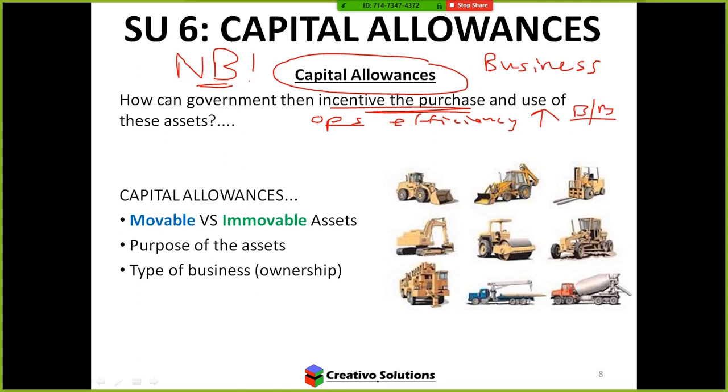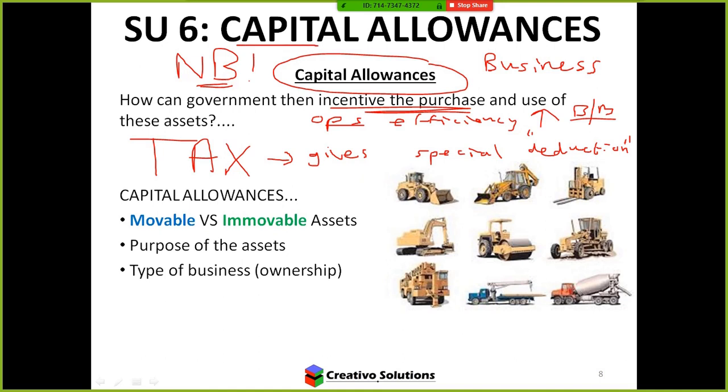That's business management, or operations. We're not going to look at business management operations, but there are some benefits for doing that. What are we going to be looking at here? Well, tax. So how can government incentivize the purchase and use of assets? Government can give special deductions. They're not called deductions, I'm referring to it as a deduction. It's called an allowance, a capital allowance, and that's what you're looking at here. If you can understand the why, this is the why.